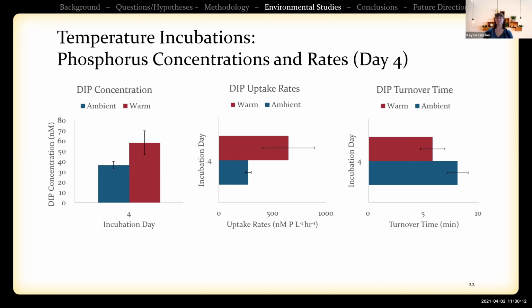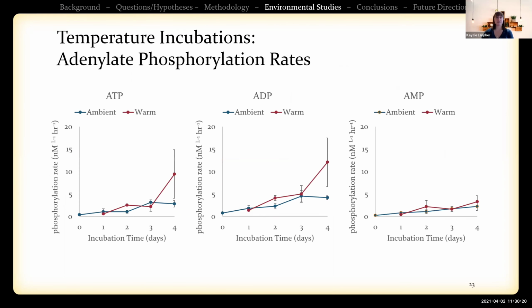But we want to look more specifically at how they changed intracellularly. What was metabolically changing for the microbes? So looking at the adenylate system, this is the phosphorylation rate, so the production of ATP, ADP, and AMP over the time of the incubation. Again, the ambient is the blue line and the warm is the red line, so we're focused on the differences between those two conditions.